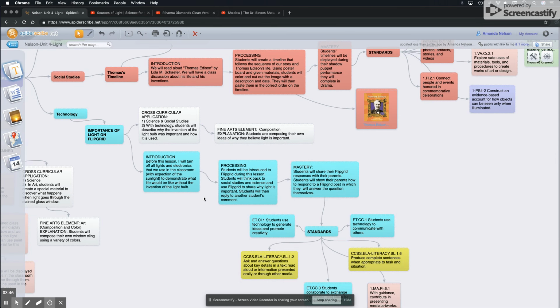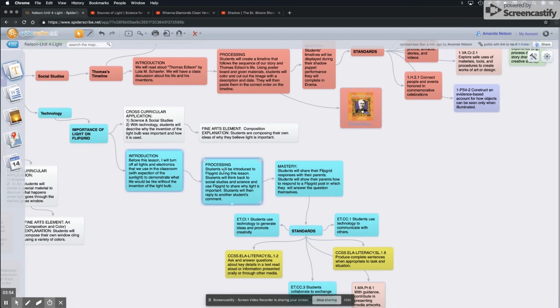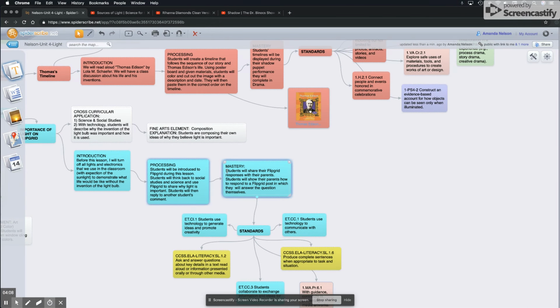So I'm going to shut off all the technology that we use that uses light and see what the reaction is to that. And then students are going to be introduced to Flipgrid during this lesson. They're going to think back to social studies and science. They're going to tell us in Flipgrid why they think light is important. And then for mastery, students are going to share those Flipgrid responses with their parents, and they're even going to show their parents how to respond on Flipgrid, and the parents will answer that post themselves.